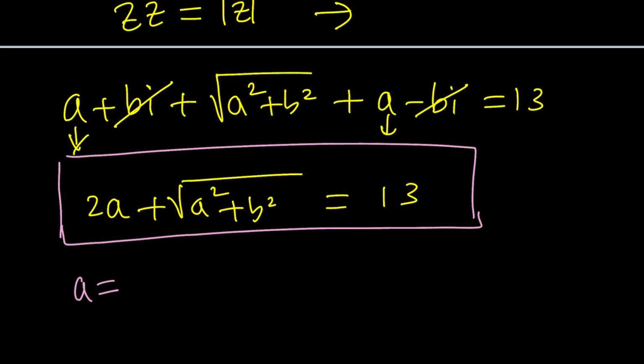So let's see. What happens if a is 1? Then this is not going to be even. Oh, this is odd, right? So this needs to be odd.